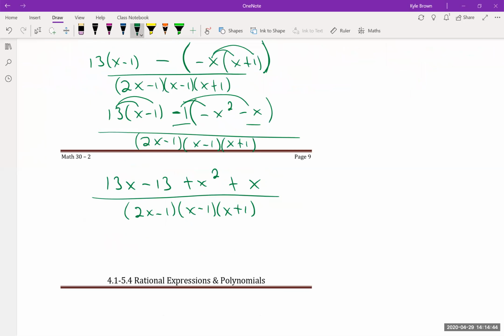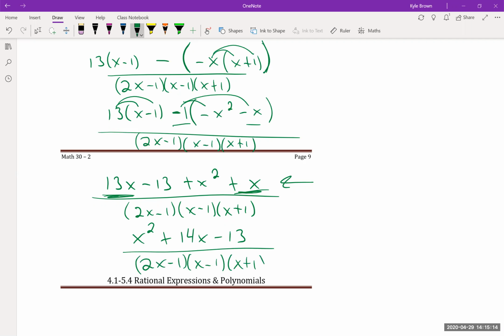Okay, then just for the top here, I just need to see, is there any like terms that I can collect, right? And there is. I've got an x and an x there that I can collect. So we can write this out again now as, I'll put the x squared term first. So it's going to be x squared, and then plus 13x plus x is 14x, and then minus 13. And that's all over 2x minus 1, x minus 1, and x plus 1.